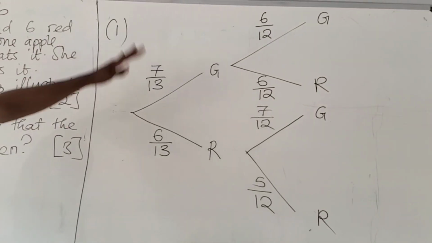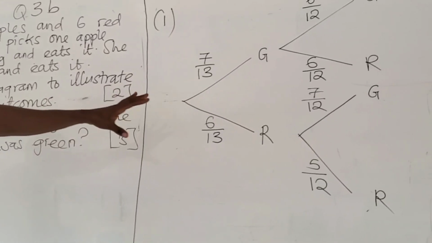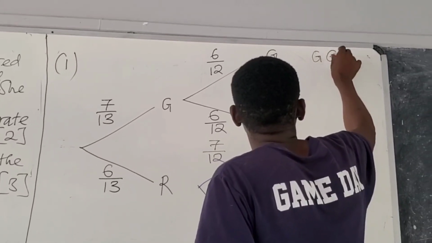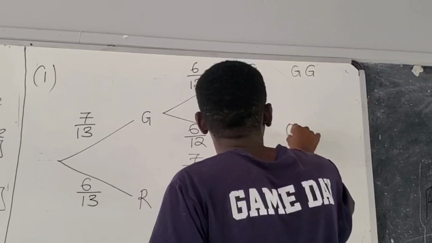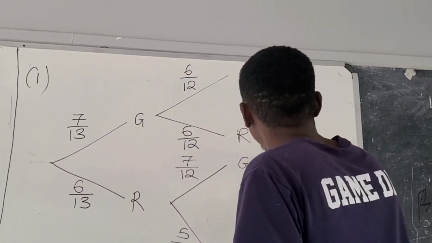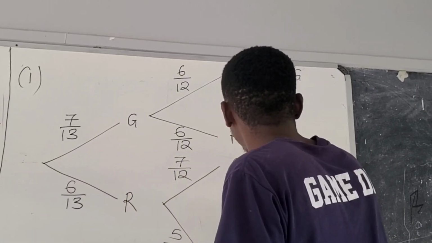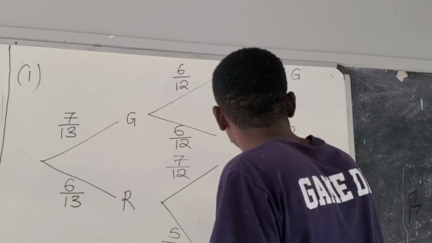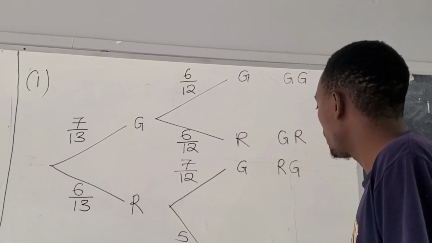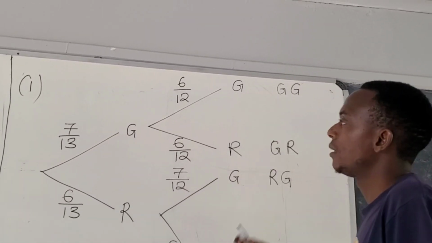That means that we have illustrated this information in a tree diagram. These are the possible outcomes. So the possible outcomes are that the first time she ate a green apple and then she ate the red apple, or she got a red apple and then the second time she ate a green apple. And then the other option we have is that the first time she got a red apple and then the second time again she got a red apple. So these are the possible outcomes.